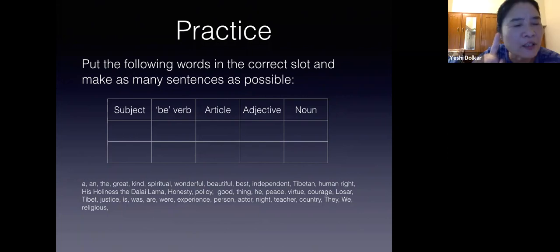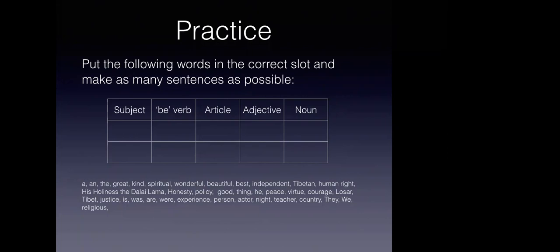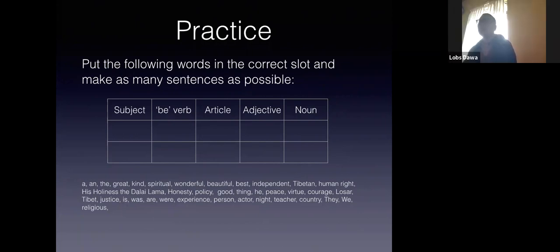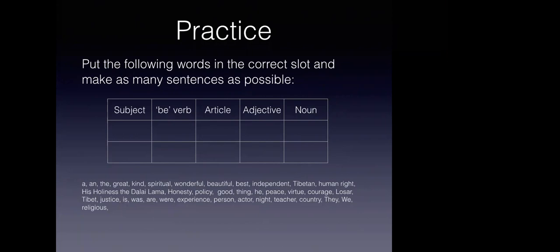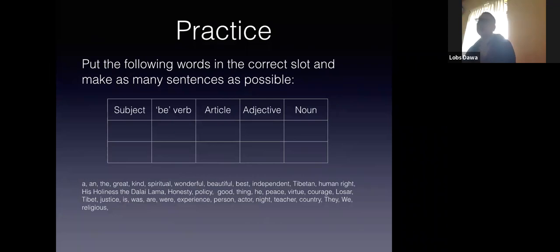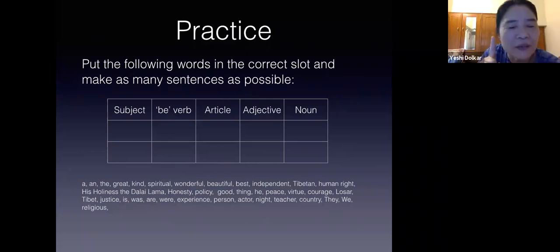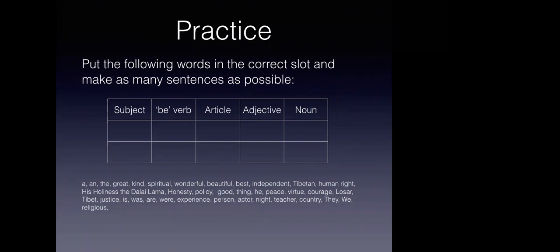Tibet is an independent country. Independent starts with a vowel sound, so it's an. Tibet is an independent country. Okay? Right. Then, yes, carry on.